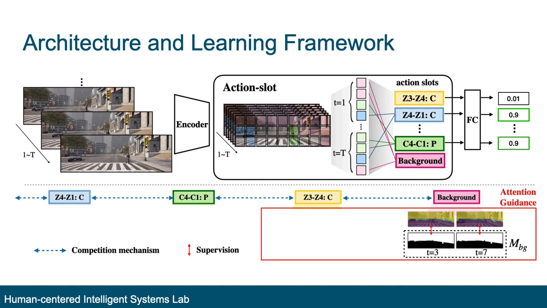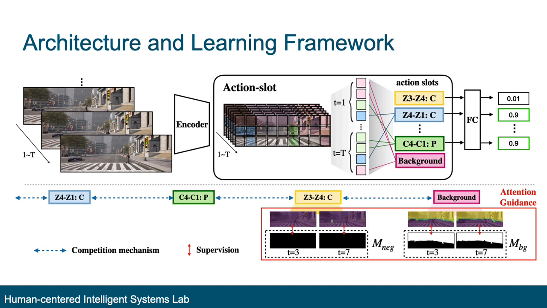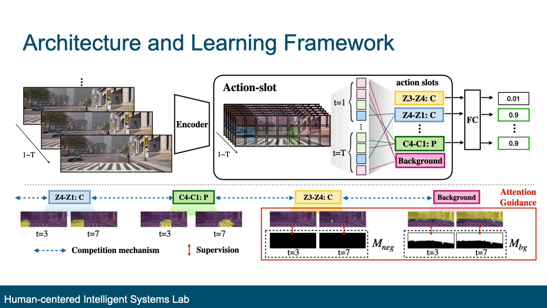To facilitate the learning of the background slot, we provide a background mask to supervise the attention of the background slot, where the mask includes sidewalk, building, sky, and vegetation. We also propose a regularization loss, to force those action slots allocated to negative labels not to pay attention to any region. For example, the yellow Z3 to Z4 C label is negative in the illustration. In this way, the other action slots find it easier to locate the regions related to the activities.